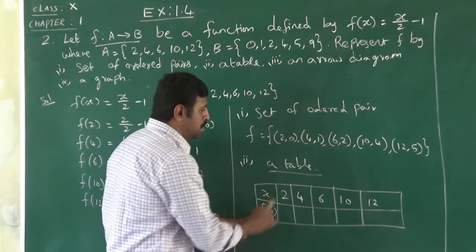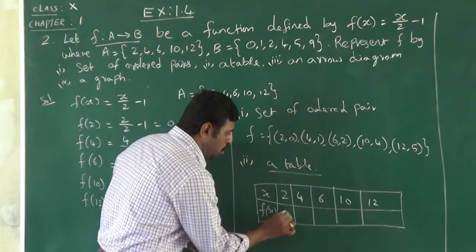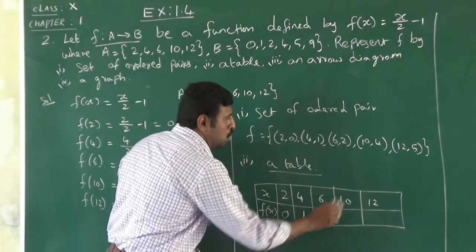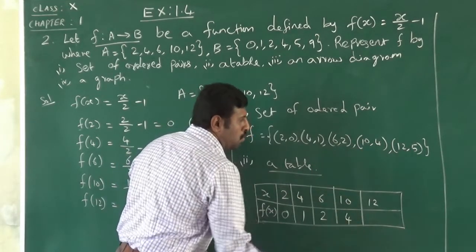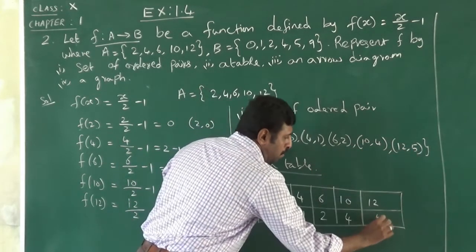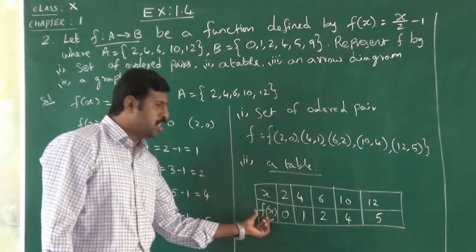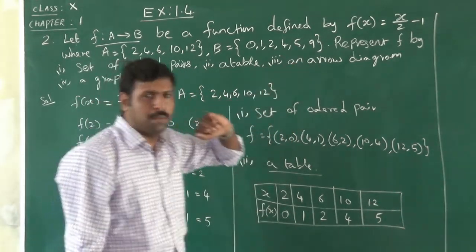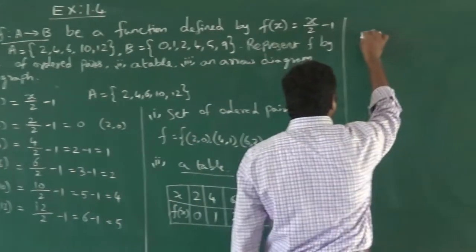Now the function of x. 2 is mapped to element 0 and 4 is mapped to 1. 6 is mapped to 2. 10 is mapped to 4. 12 is mapped to 5. These are the values of f of x. Next we want to find the arrow diagram. Here the third one is the arrow diagram.